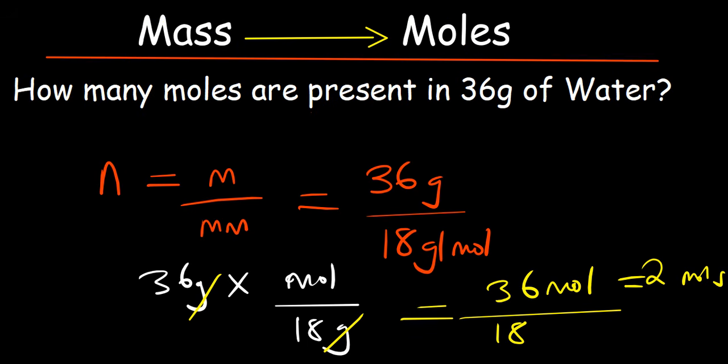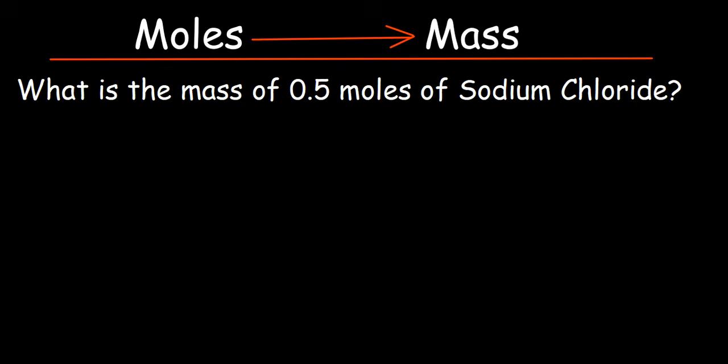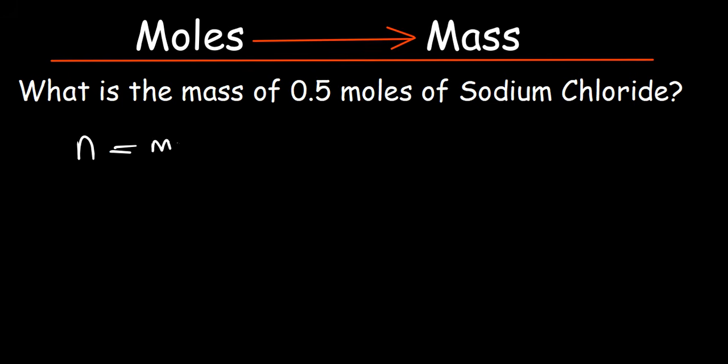What about the vice versa? Let's say you want to convert moles to mass. And we have a question here: what is the mass of 0.5 moles of sodium chloride? Okay, so let's first find the molar mass, because for us to be able to find the mass, it's like we're going back. Number of moles is equal to mass over molar mass. Now if I make mass the subject of the formula, mass will be equal to number of moles multiplied by the molar mass.